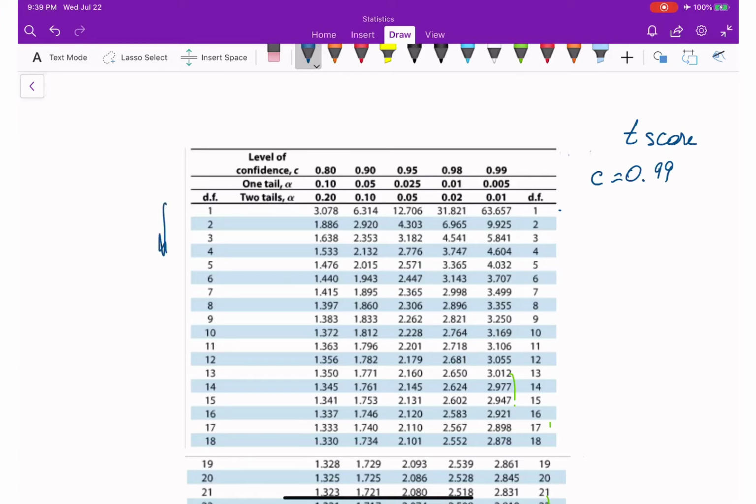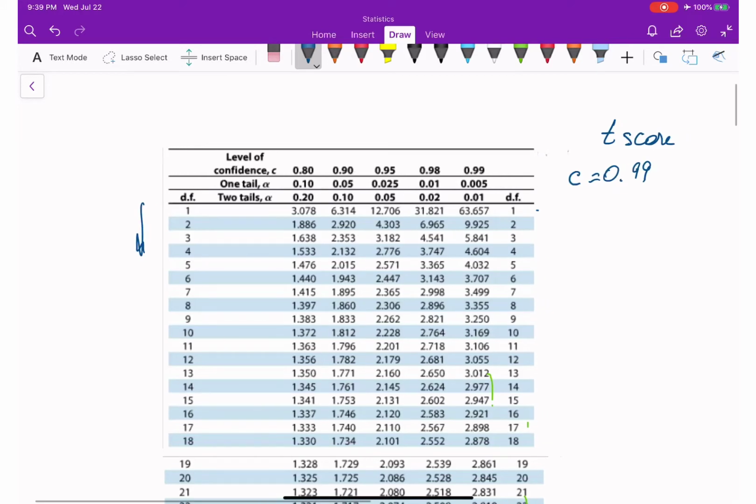So where degree of freedom is identified as n minus 1, sample size minus 1. So let's assume our sample size is 6.